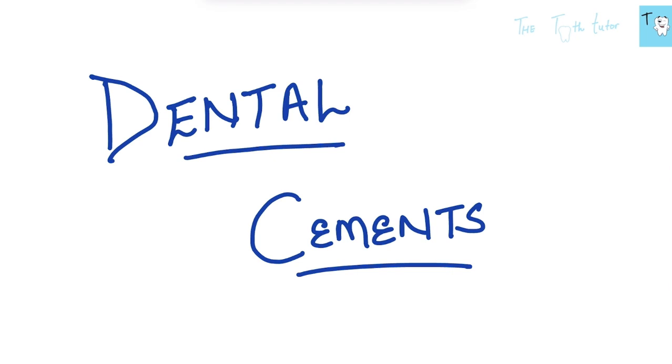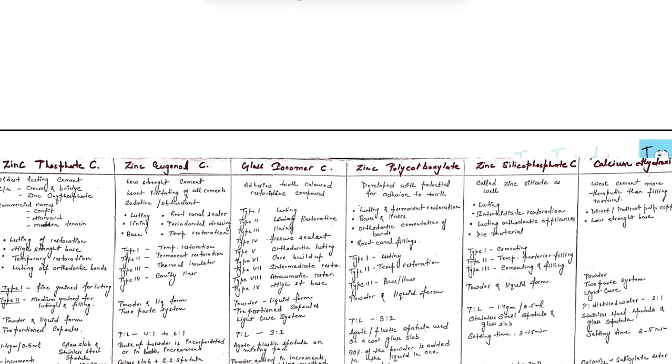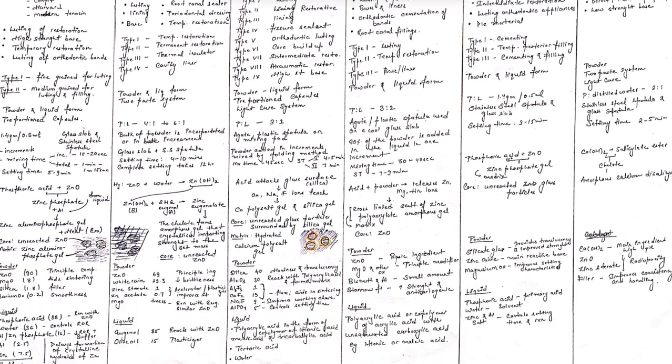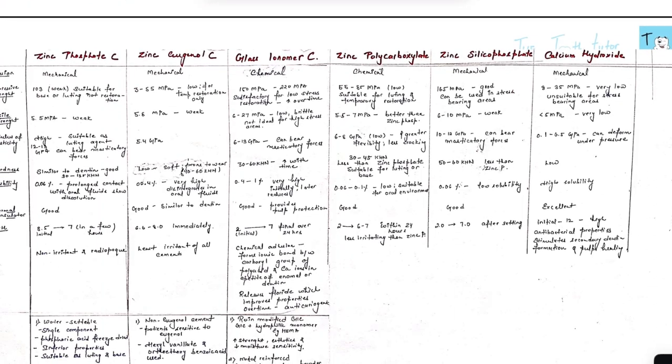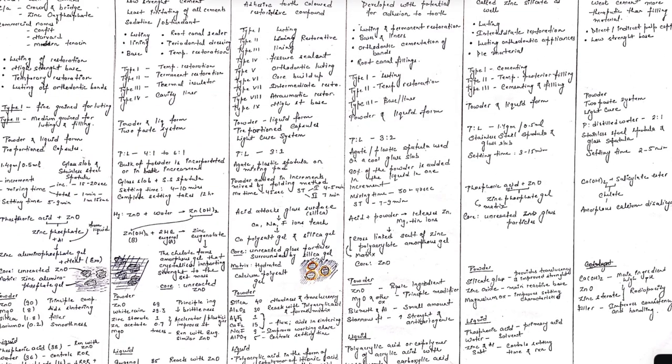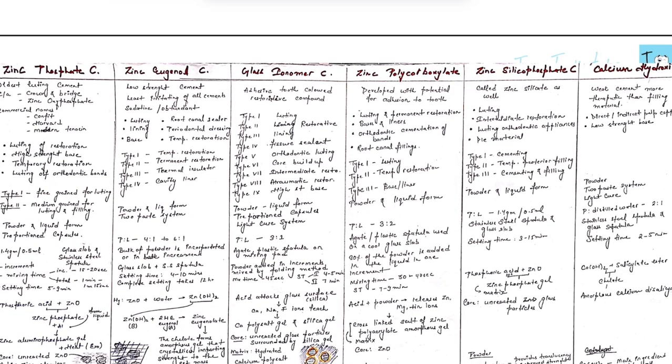This is one of the biggest chapters we have in dental materials. In this chapter, we discuss various forms of dental cements and all of their properties and everything. Since it's a very big chapter, I have summarized it in these two sheets. They contain everything you need to know. Everything you need to write in your answers, they contain all of that.